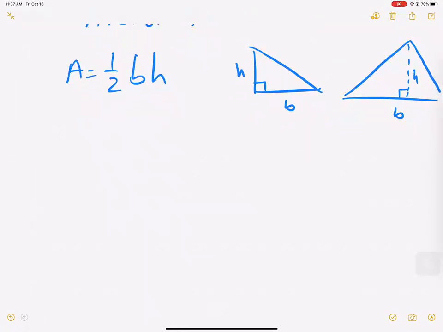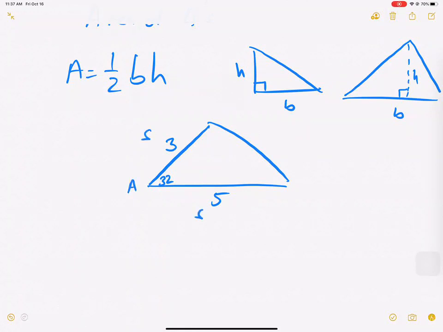So our problem now is that if I give you guys a triangle that looks like this here, and I don't give you the height, well, how do we find the area of it? So I'm going to give you guys a certain set of criteria. This is going to be what we call side angle side. I'll call this 3, 32, and 5. So it's going to be S, A, S.